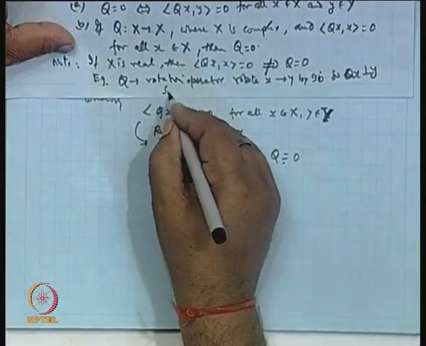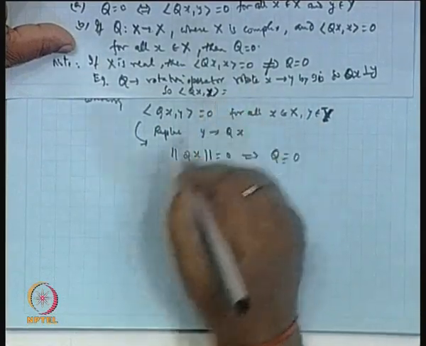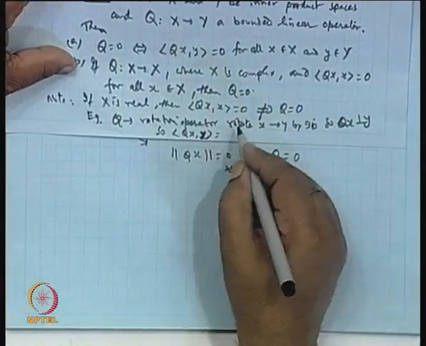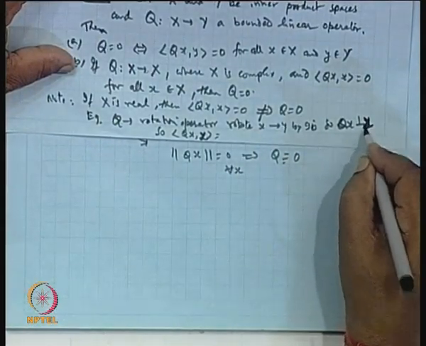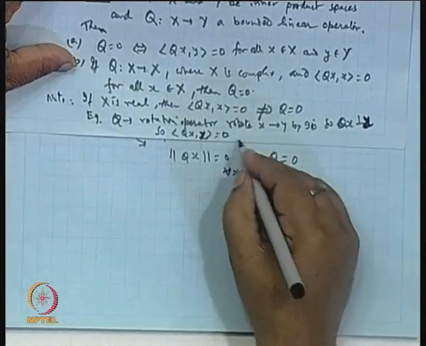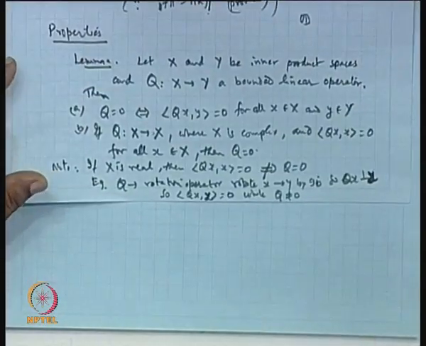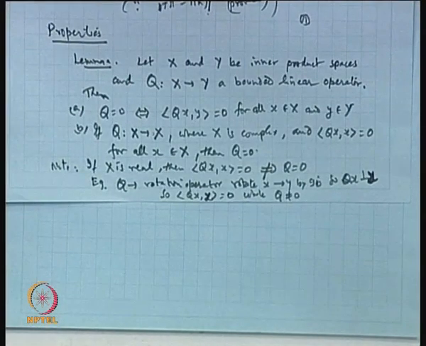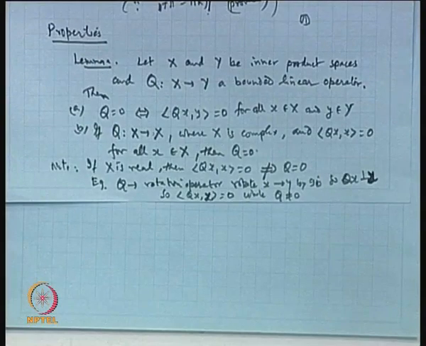Is it correct or not? So <Qx, x> is 0, while Q is not equal to 0, because a rotation operator cannot be the 0 operator. It rotates by an angle of pi by 2. So x is a vector and Qx becomes orthogonal to x. So this inner product becomes 0, while Q is not 0.